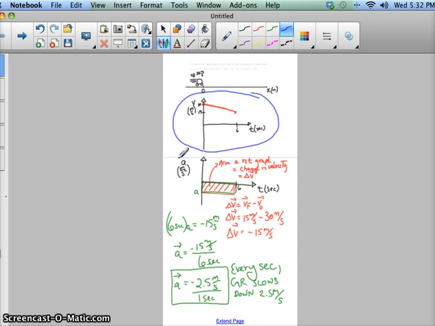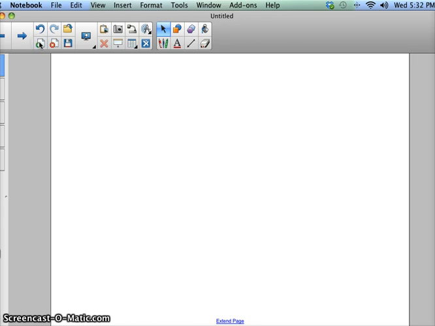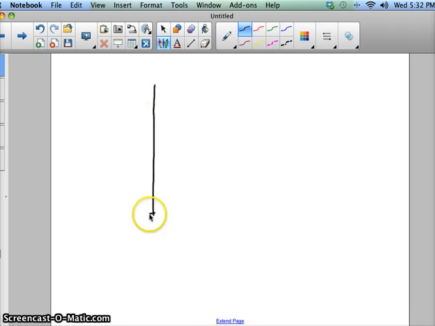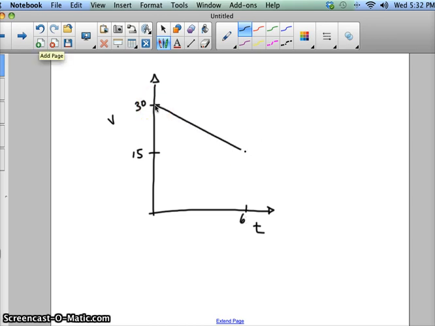That's pretty cool. I'm going to redraw my velocity graph on a new page, and we'll see what we can find out. Our velocity graph looks like this. Velocity, time. Okay. And our initial velocity was 30. Our final velocity was 15. And in 6 seconds, we went from 30 down to 15 meters per second.